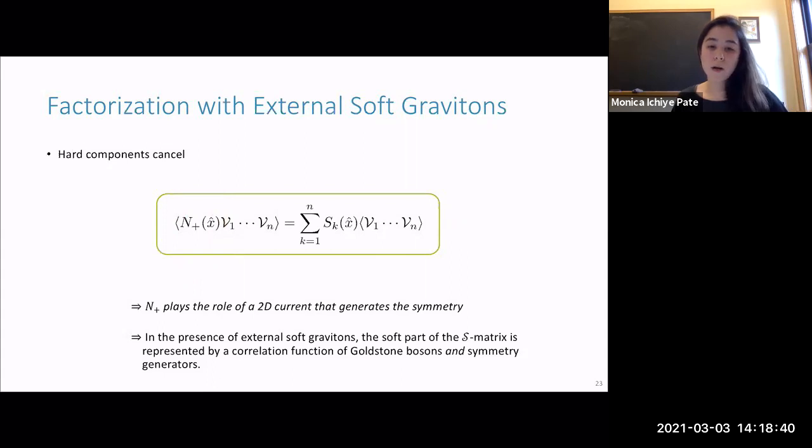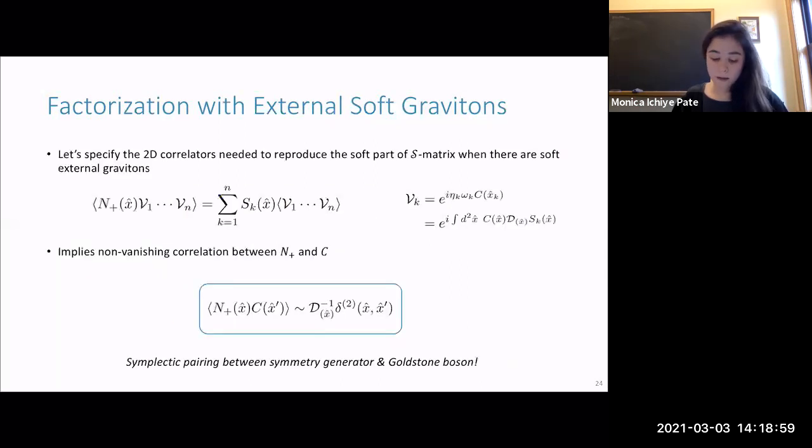And therefore, if we want to reproduce the soft part of the S matrix in the presence of external soft gravitons, then it should be represented by a correlation function of Goldstone bosons and the symmetry generators N. And so what we now need to do, since these also involve the symmetry generator, is to specify the correlation functions of N and C.